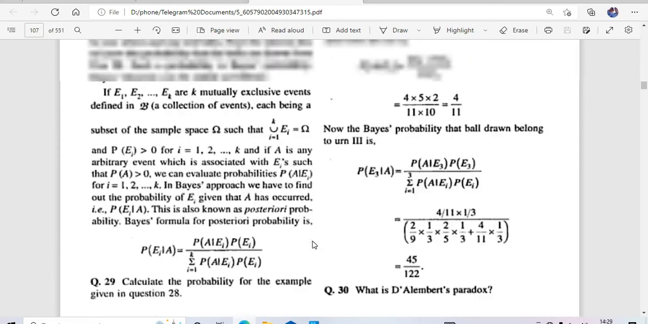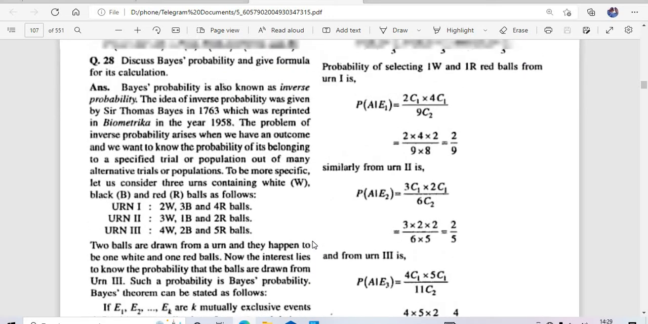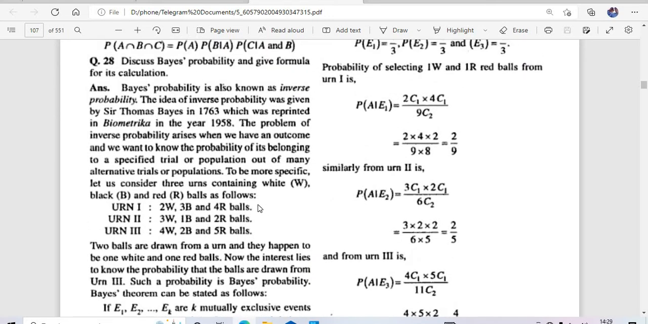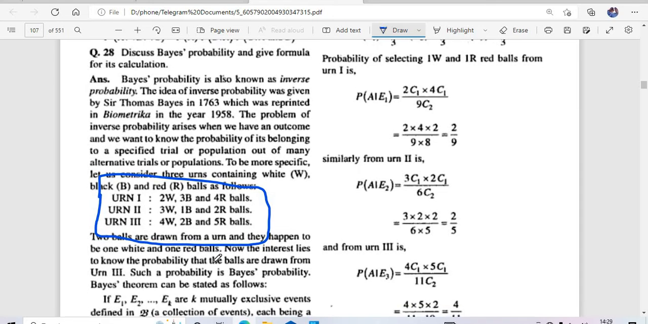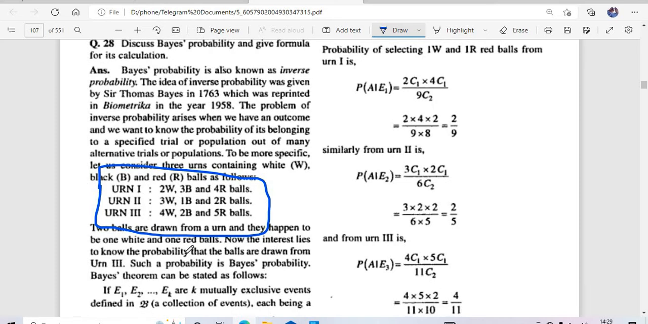See question number 28. This is the question. These conditions are very important. Two balls are drawn from an urn and they happen to be one white and one red ball. Now the interest is to know the probability that the balls are drawn from urn 3. Urn 3 is fixed. Such a probability is by Bayes theorem.